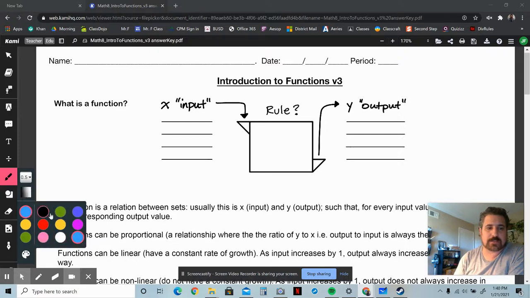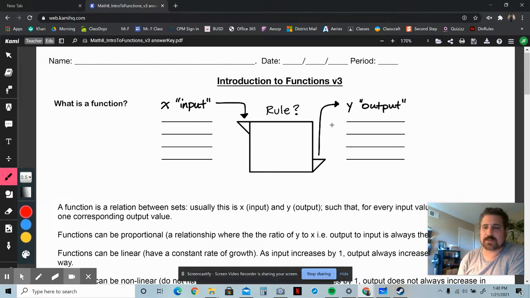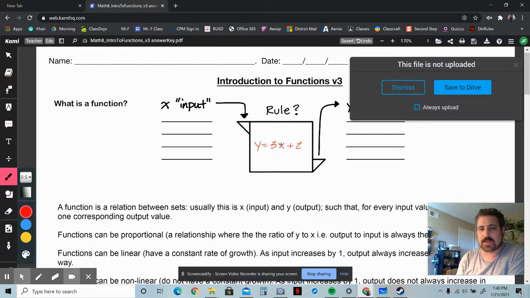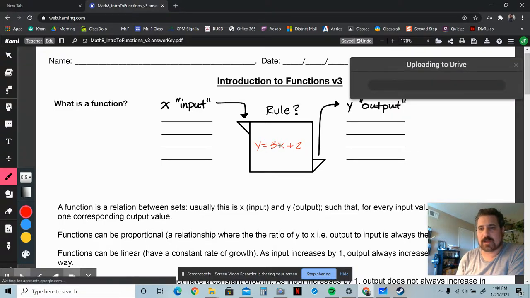Remember, a function means that there's a relationship between input and output, where the input is the independent variable and the output is the dependent variable. So you put something in, something mathematically happens to it, and then it generates this output, the dependent variable. For example, you could pick any rule you want. I'm going to pick a really simple linear function: y equals 3x plus 2. Basically, any input that we put in is going to get multiplied by 3, and then we're going to add 2 to it. And then it's going to spit out the output.